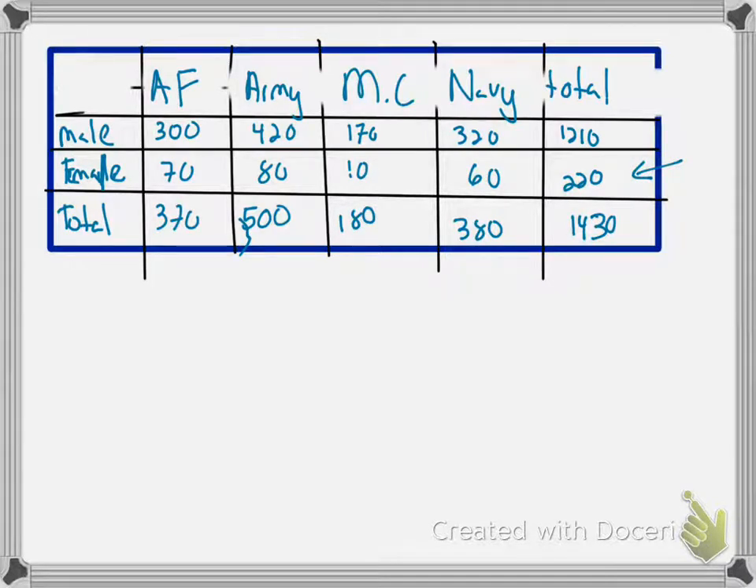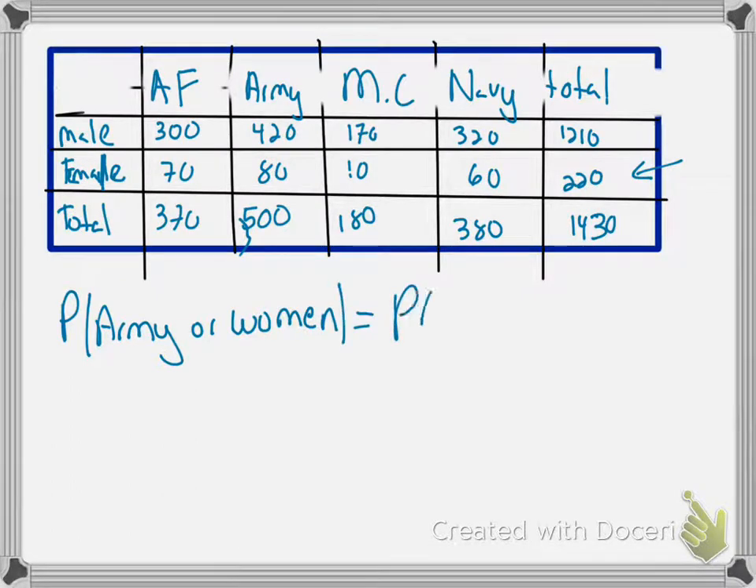because that does not add up to 60. That was a typo. So we want to find here, based on the problem that you have, if one person is randomly selected from the U.S. military, find the probability that this person is in the Army or is a woman. So the probability of Army or woman equals the probability of Army plus the probability of being female.